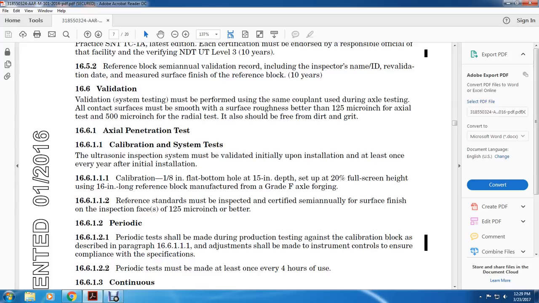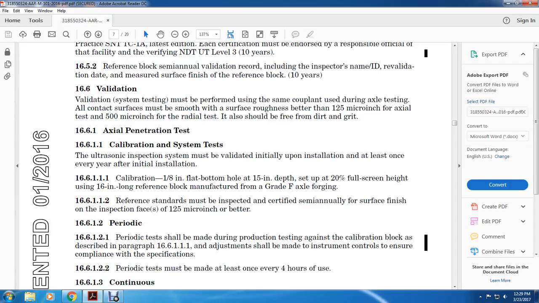16.6.1 Axle penetration calibration system testing. Ultrasonic inspection must be validated initially upon installation and at least once every year for the initial test installation. 16.6.1.1.1 Calibration: 1/8 inch flat bottom hole with a 15 inch depth, set up at 20% full screen height using a 16 inch long reference block manufactured from grade F axle forging. 16.6.1.1.2 Reference standards must be inspected with the certified semi-annual surface finish for the inspector's face of 125 microinches or better.